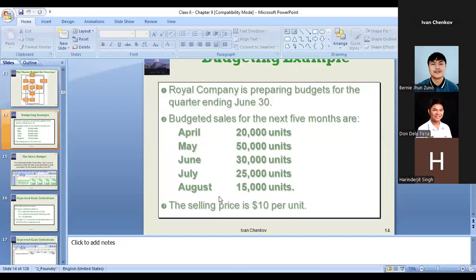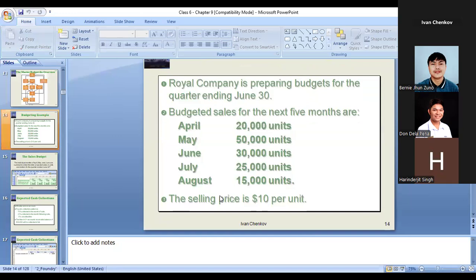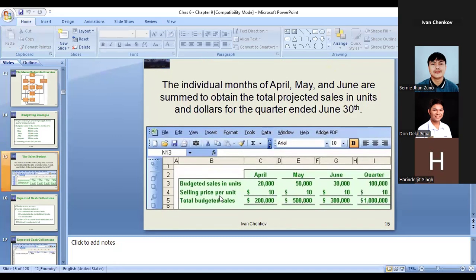Back on slides. Once we incorporate those projections into the Excel spreadsheet, as you can see, we're going to achieve $1 million in sales for the second quarter, the quarter that finished on June 30th.